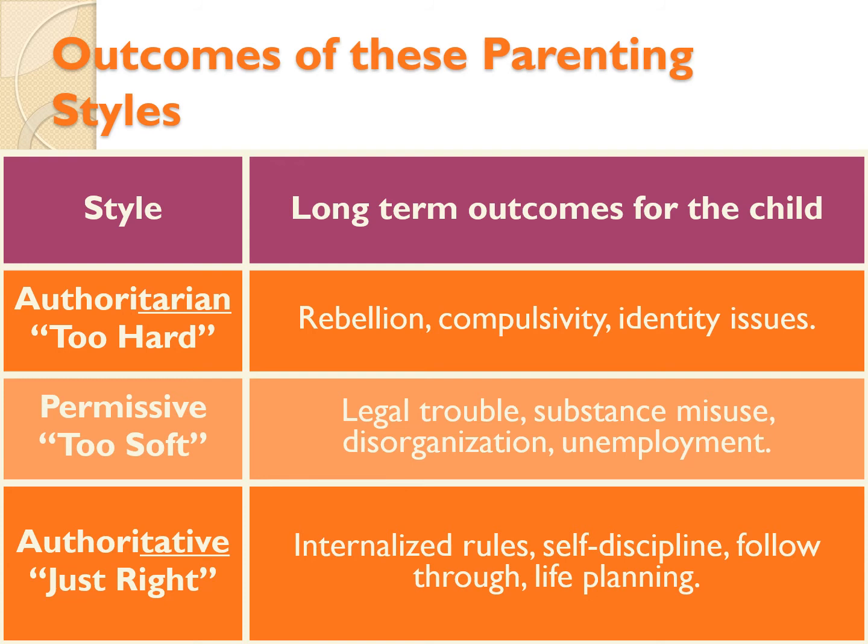So we do tend to see them in legal trouble so that they can find that line. We do tend to see a lot of drug use and abuse. They tend to be more disorganized, and there are more unemployment issues with these children as adults. Authoritative children tend to internalize the rules, understand discipline, why they follow those rules, and what they need to do.